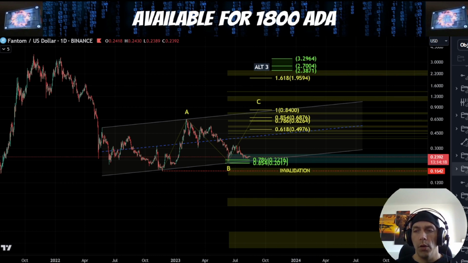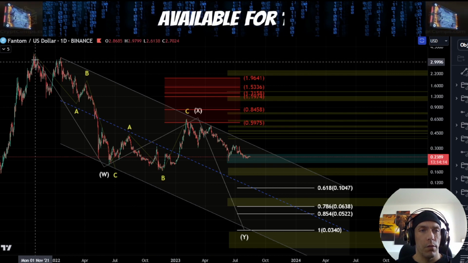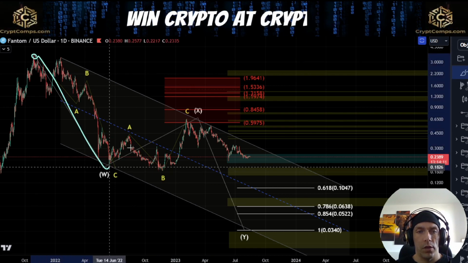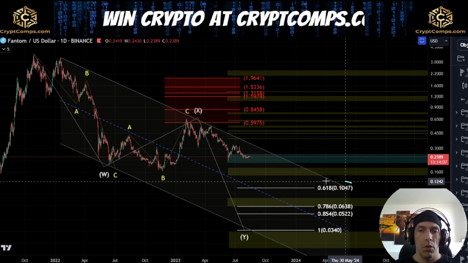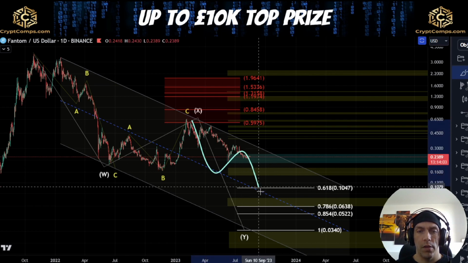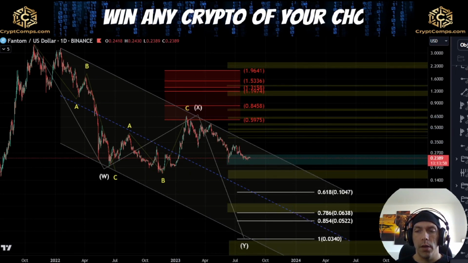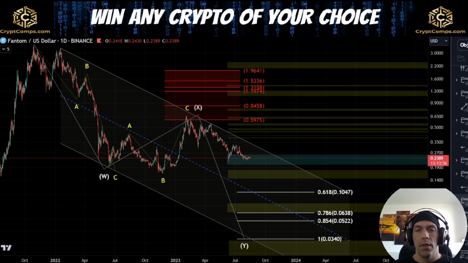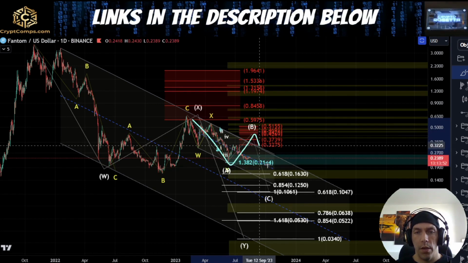Looking at this slightly differently, we could also argue that this move is corrective, and we take this from this point here where this is W, this is X, and we're looking for Y to the downside. In this case, the minimum requirement I'd be looking for would be this 1.047, and what we'd be expecting to see here is a 3-wave move to the downside. So we are looking at the possibility that we could be forming something like this where we have just a bigger A, B, and a C.